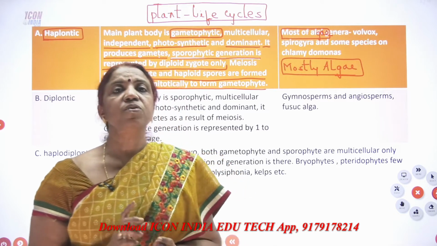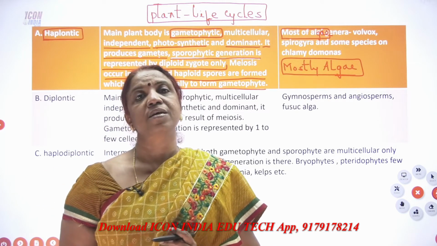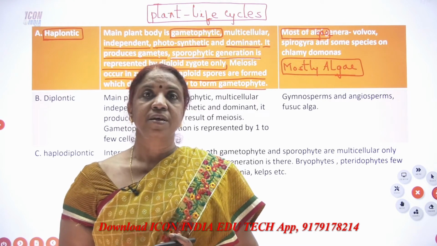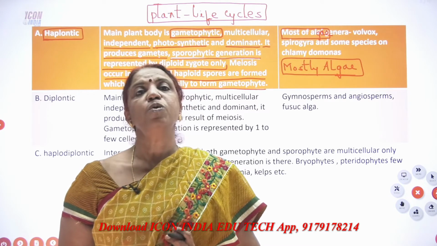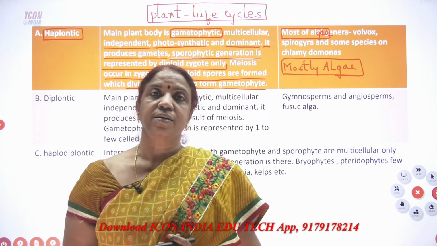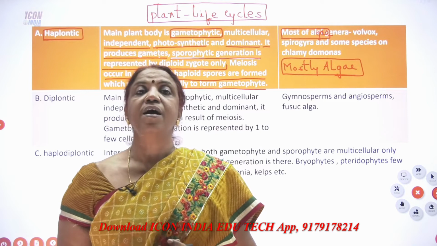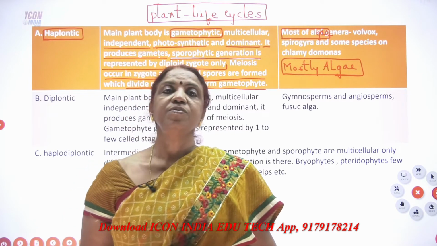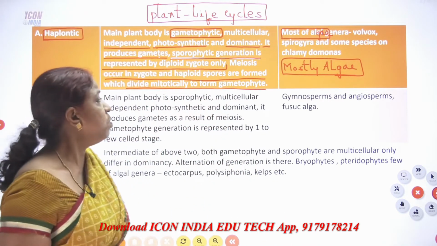They are asking an MCQ question. The haplontic life cycle is found in: A, mostly algae; B, Volvox and Spirogyra; C, Chlamydomonas; and D, all of the above. The answer is all of the above.